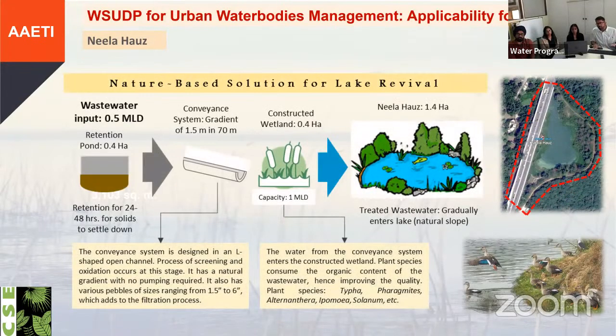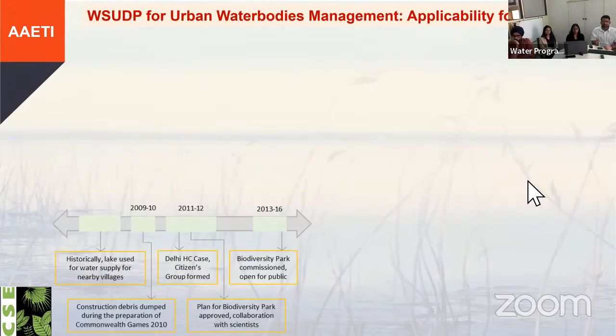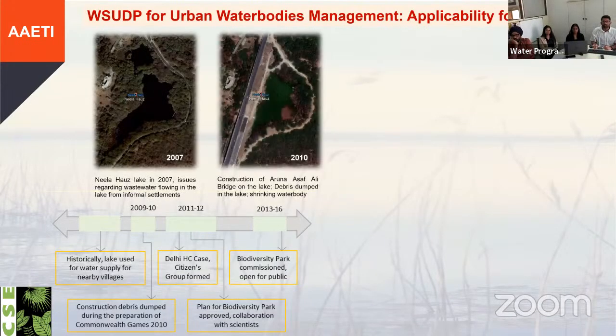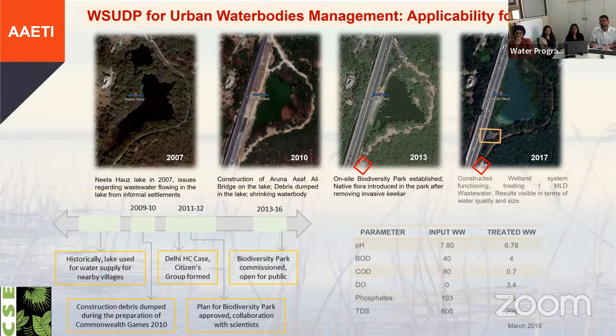Another example was Neela Hauz Biodiversity Park, another lake in South Delhi, where the system of treatment is an NBS solution. They have an oxidation pond beside the lake somewhere over here under the flyover. They use a conveyance system, put it in a natural wetland system, and they have a lake which is revived. In this, what we have seen is that the performance of the system is actually good. They do tick mark on all the parameters.